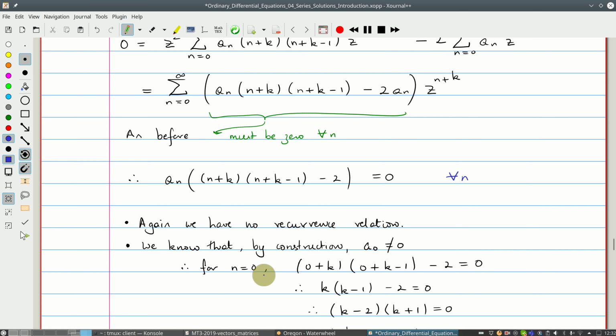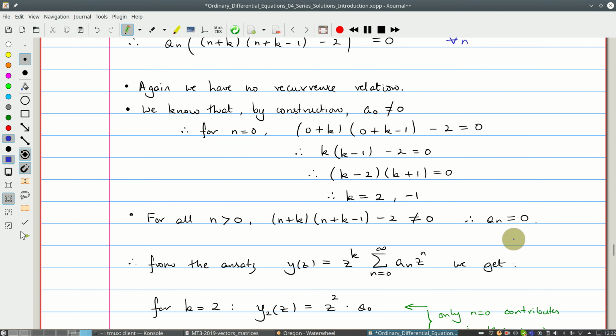So when n is equal to 0, we must have 0 plus k, that's the first thing here, times 0 plus k minus 1, the second thing here, minus 2 is 0. In other words, k times (k minus 1) minus 2 is 0, or solving that, you get k is equal to 2 or minus 1. And I hope you're not surprised by this.